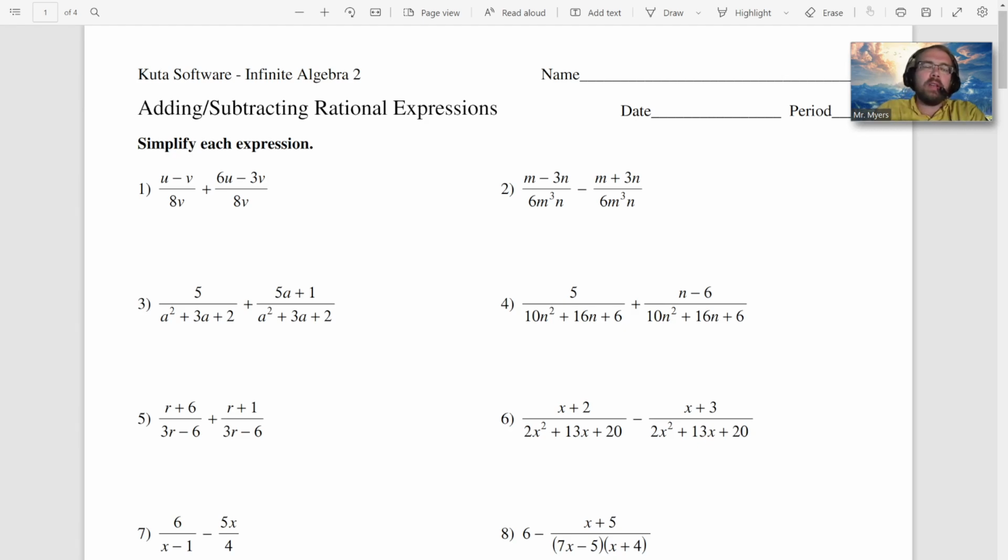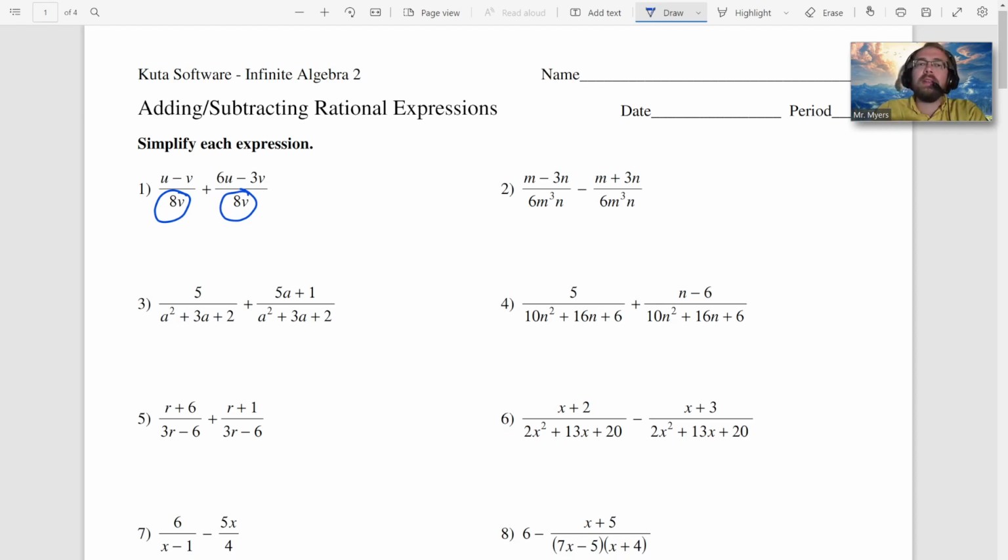We're going to do the first page of adding and subtracting rational expressions. So let's jump right in. If you are adding or subtracting fractions and they have the same denominator, then you don't have to do all the pre-steps that we'll have to do later on. If they're the same, like they are for the first few here, 8v, 8v, exactly the same. They can't be close, they have to be exactly the same. So they're both exactly 8v.